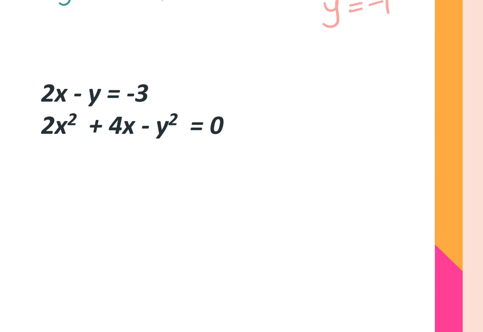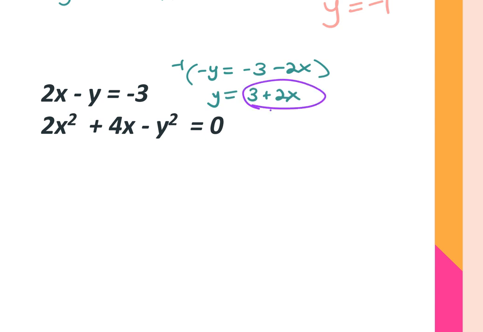You can either move the 2x over, so it'd be negative y equals negative 3 minus 2x, and then multiply by negative 1, so y is 3 plus 2x. And you could switch that order. If you're used to the x being at the front, doesn't matter, or you could keep it that way. Then I'm going to take that and plug it into the y in the second equation.